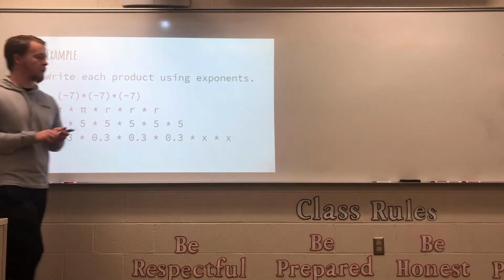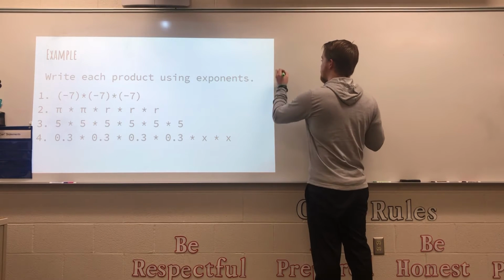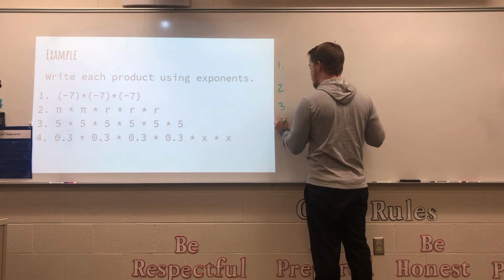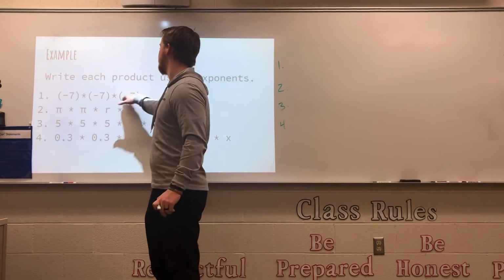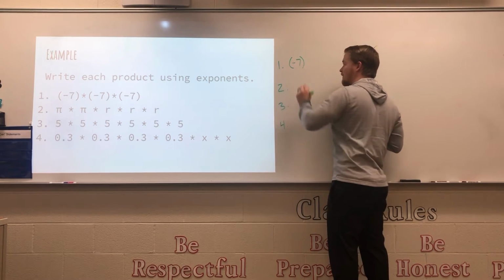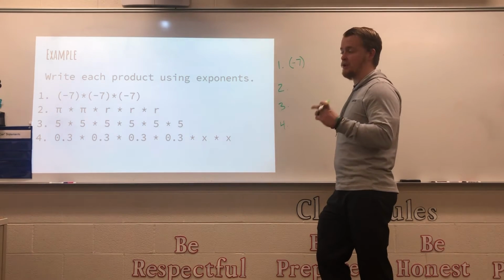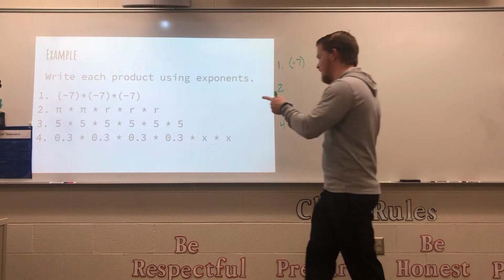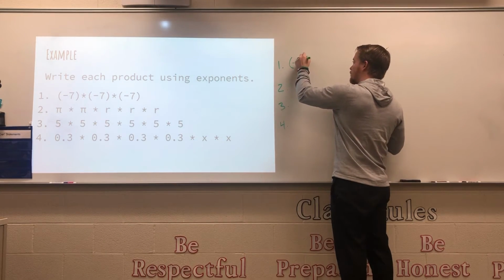Okay, let's look at examples of what they would like us to do with these. So, it says write each product using exponents. So, let's go through each of these. The first one, -7 times -7 times -7. So here, our base is obviously -7, which we put in parentheses, and I'll explain that more on the next slide. If it's a negative number, you put it in parentheses if you're actually taking that negative number to a power, or to an exponent. And then we multiply by itself 3 times, so that means our exponent would be 3.